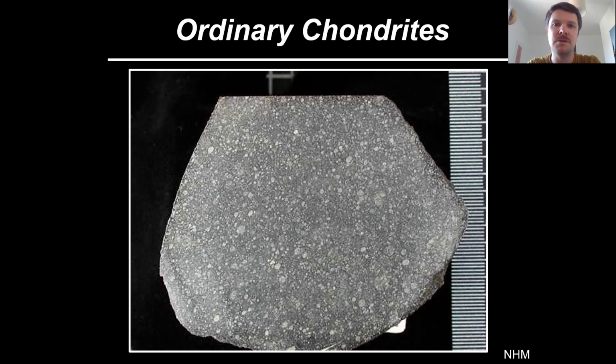They vary. Some ordinary chondrites have lots of iron-nickel metal in them. So that's the H types. Other ordinary chondrites have much lower amounts of nickel metal, so they're the L types. And so, yeah, these probably represent materials that were in the inner solar system during the early stages of solar system formation.